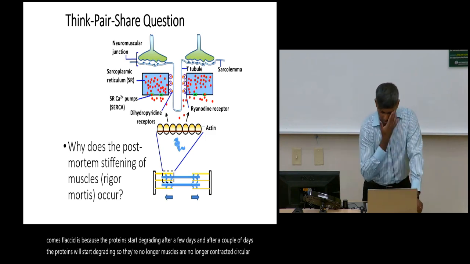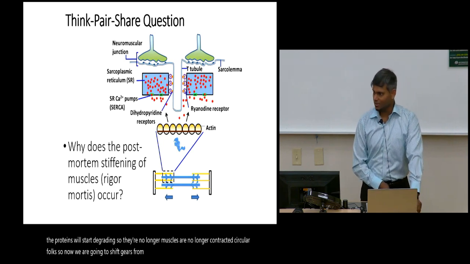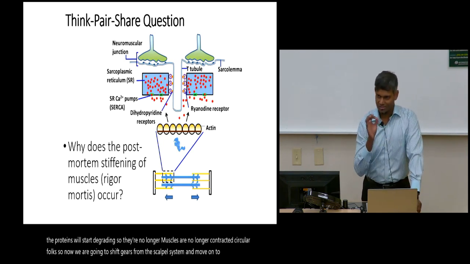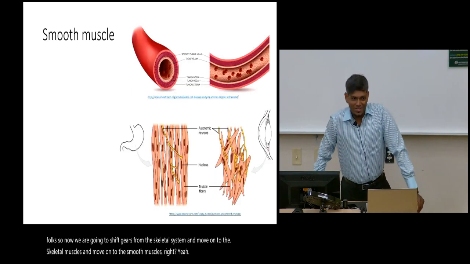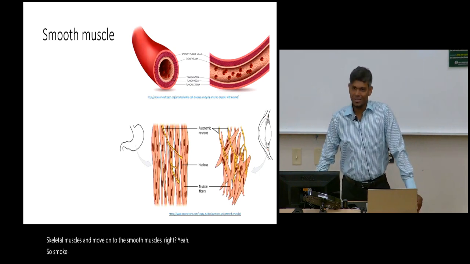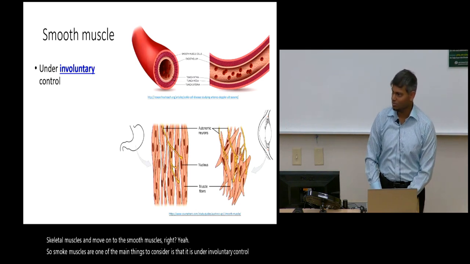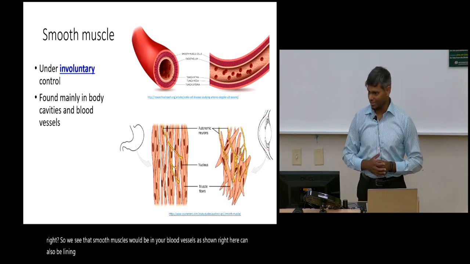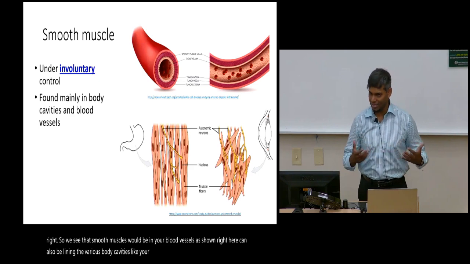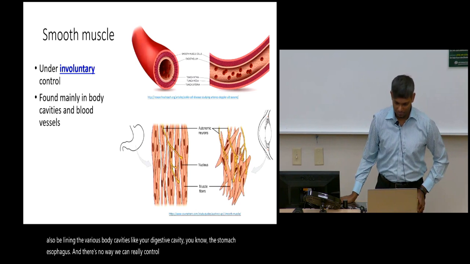Okay, great. So now we are going to shift gears from the skeletal muscles and move on to the smooth muscles. One of the main things to consider is that it is under involuntary control. We see that smooth muscles will be in your blood vessels, as shown right here. It can also be lining the various body cavities, like your digestive cavity, around the stomach, around the esophagus, and there's no way we can really control the smooth muscles.